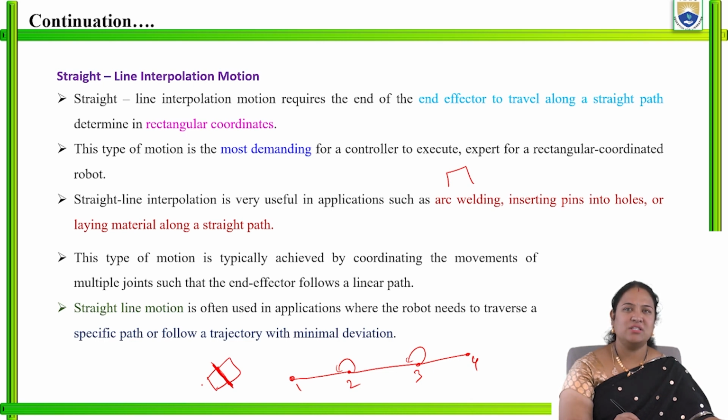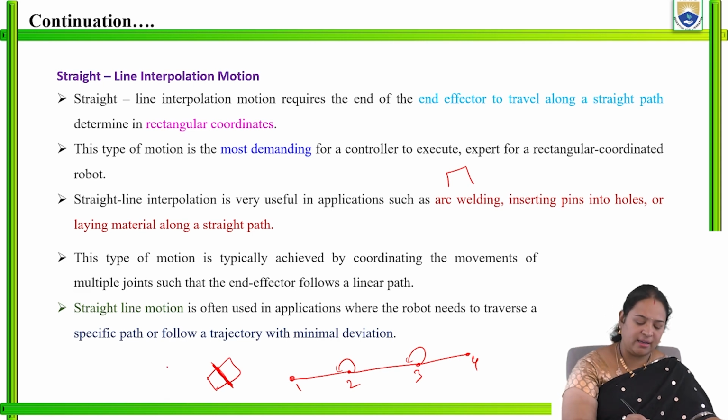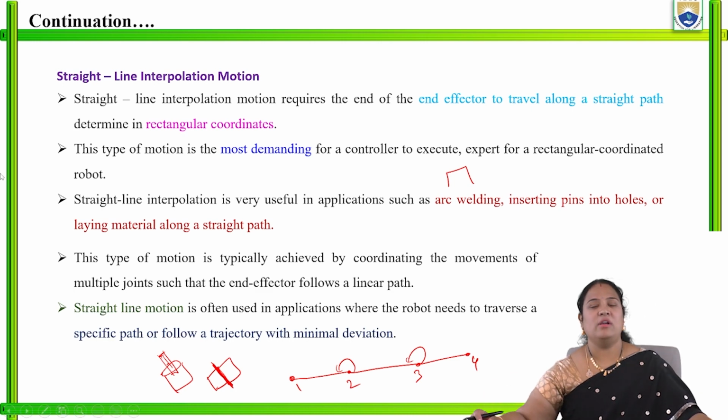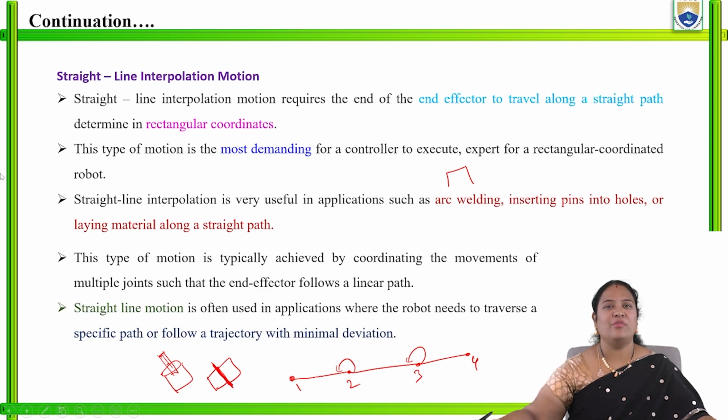In such applications we have arc welding, inserting a pin, that is, in this particular direction we have some hole, and inserting a pin into this hole is also one of the straight line interpolation applications. Laying the material along the straight path, laying material on material, is also one of the applications of the straight line interpolation motion.